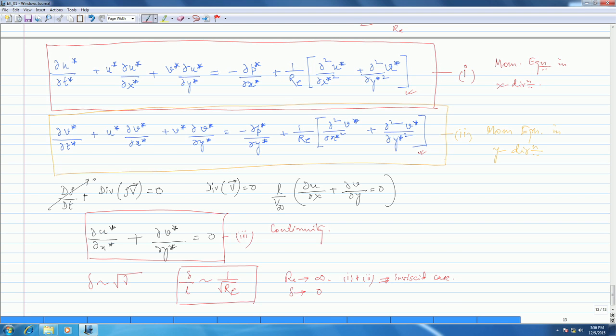So, which means that for very high Reynolds numbers, the equations 1 and 2, the non-dimensionalized equations, if you try to use these equations very close to the surface, say the surface of a plate, it is not going to make much of a difference, because this can only account for the inviscid case. So, it cannot take into account viscous effects.